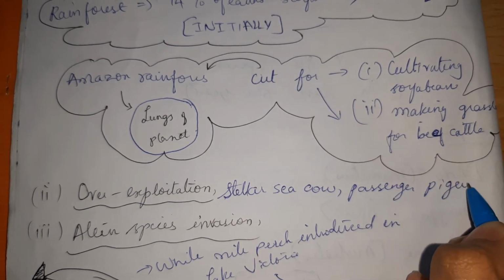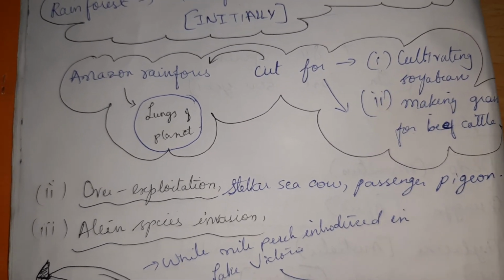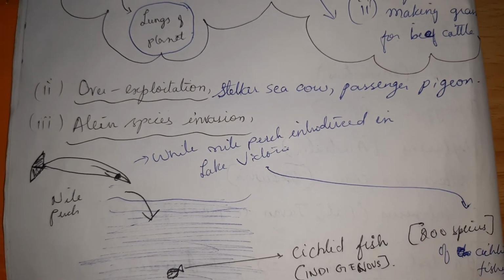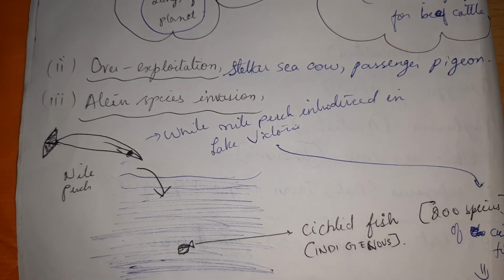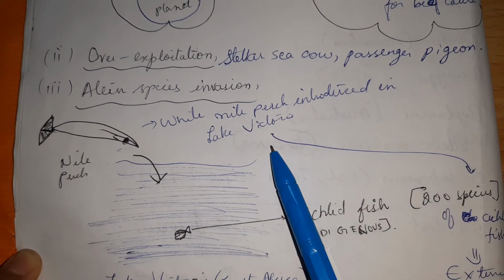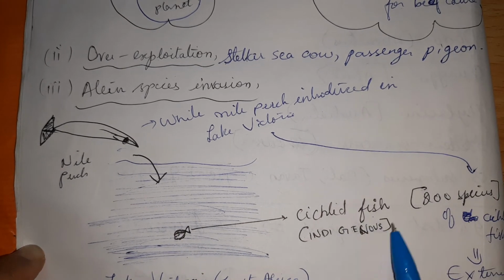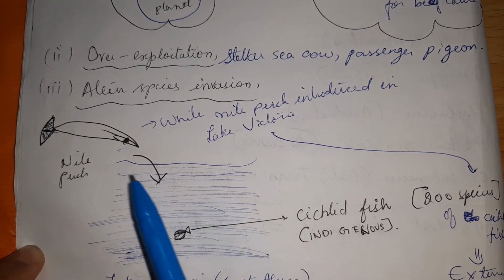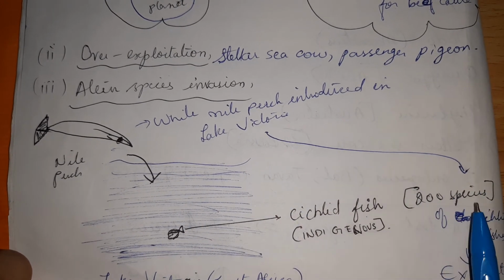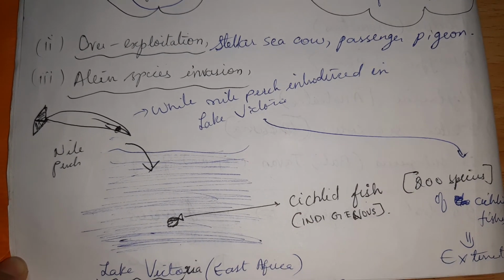They got extinct due to over-exploitation by humans, who used them more than what was needed. The third reason is alien species invasion. Here we have the example of when Nile perch was introduced in Lake Victoria. Already in Lake Victoria, cichlid fishes were indigenous fishes present there. But when the Nile perch, also a fish, was introduced, this led to 200 species of cichlid fishes getting extinct. This is the alien species invasion.